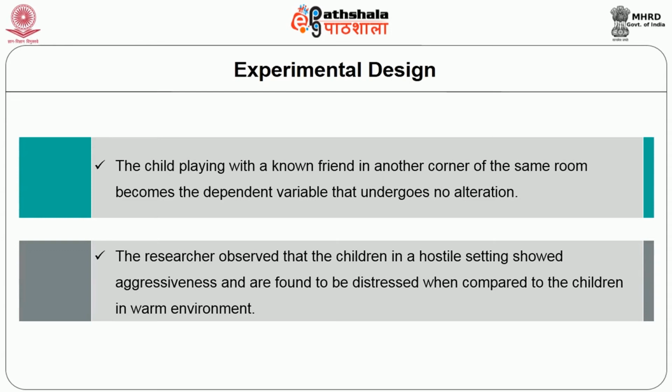The researcher observed that the children in a hostile setting, that's the second setting, showed aggressiveness and were found to be distressed when compared to the children in the warm setting. However, the challenge on the part of the researcher in an experimental study is that he or she should take special care to control the unknown traits or characteristics of the subjects involved, as this would hamper the accuracy of the findings.